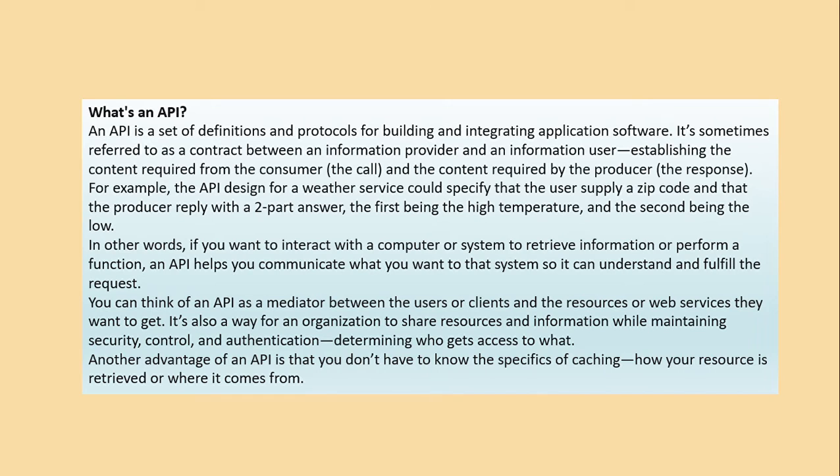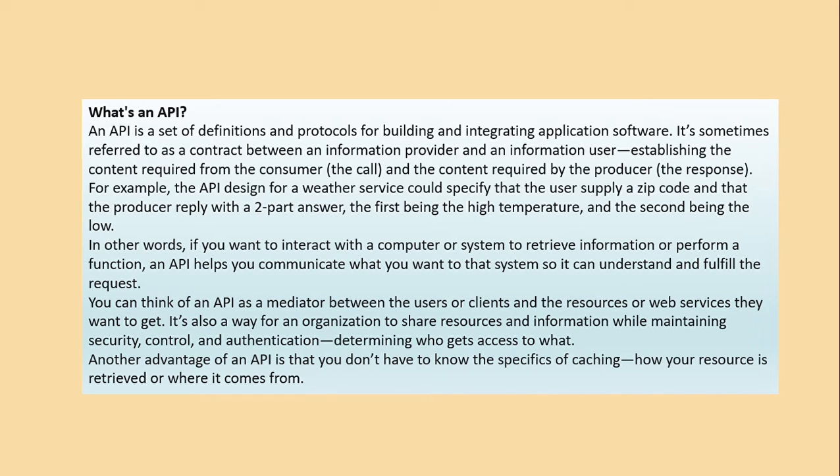In other words, if you want to interact with a computer or a system or an application to retrieve information or perform a function, an API helps you communicate what you want to that system so it can understand and fulfill the request. You can think of an API as a mediator between the user or the clients and the resources of the web services they want to get.